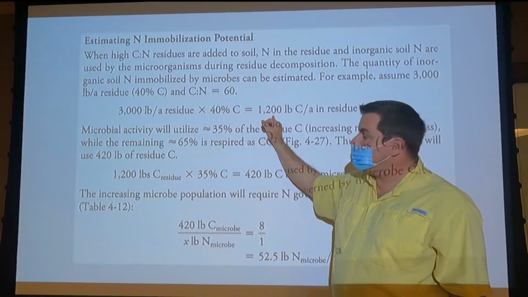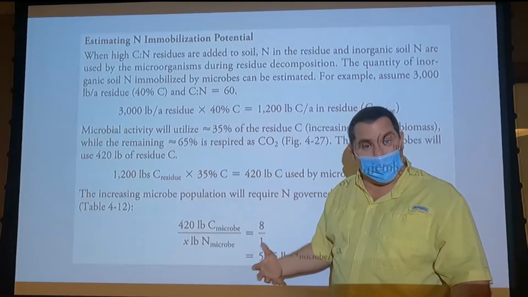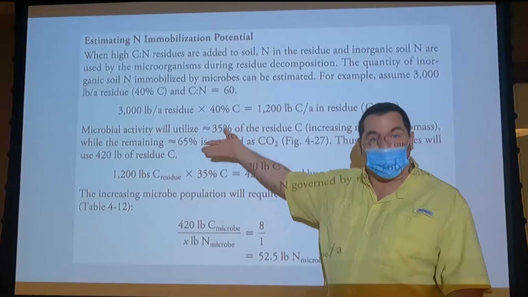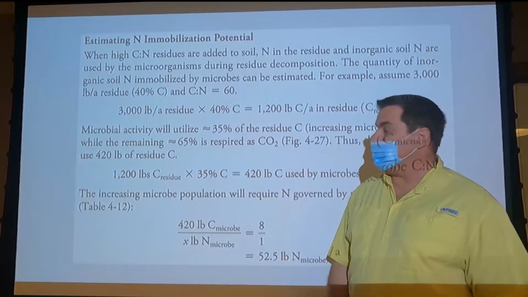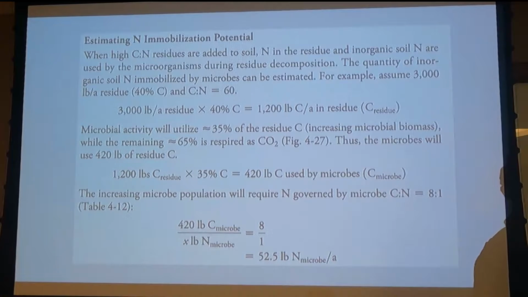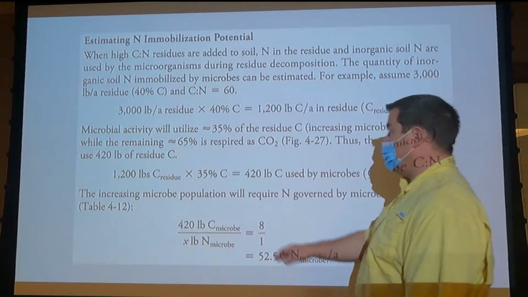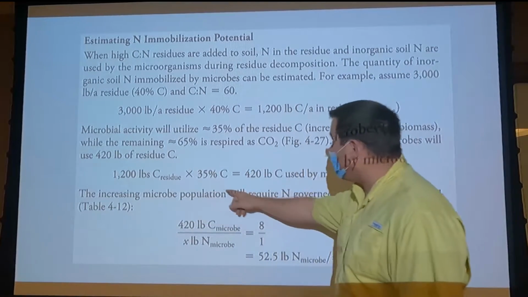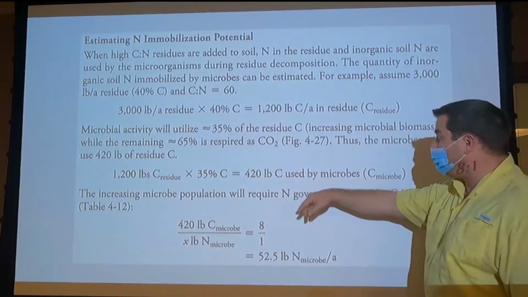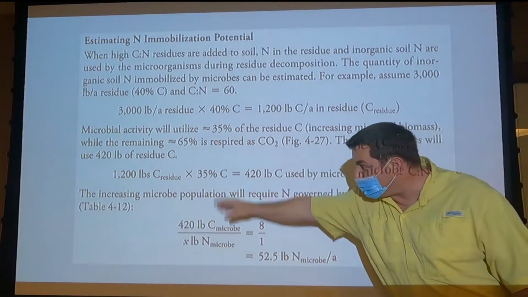From this mass of carbon, the microbes need about 35% of that in order to live. Just like we need food, they are a carbon-based organism, therefore they need carbon in order to survive. So they're going to take 35% of this 1,200 pounds. And that is going to give us, and we'll look at this step by step, but of the 1,200 pounds, 35% of that is used by the microbes. Therefore, the microbes need 420 pounds of the carbon from the residues.